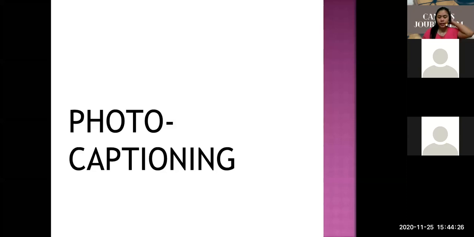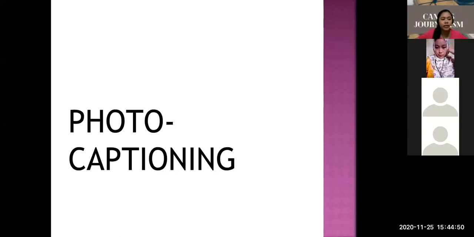Okay, so this one here is about photo captioning. But before we start, any questions so far first about the tips, suggestions on how to take your photograph? Questions first. Question: can we use black and white photography? Yes, that would probably be much preferable, especially if your article is very sentimental, emotional, controversial. Those are very important colors, black and white.